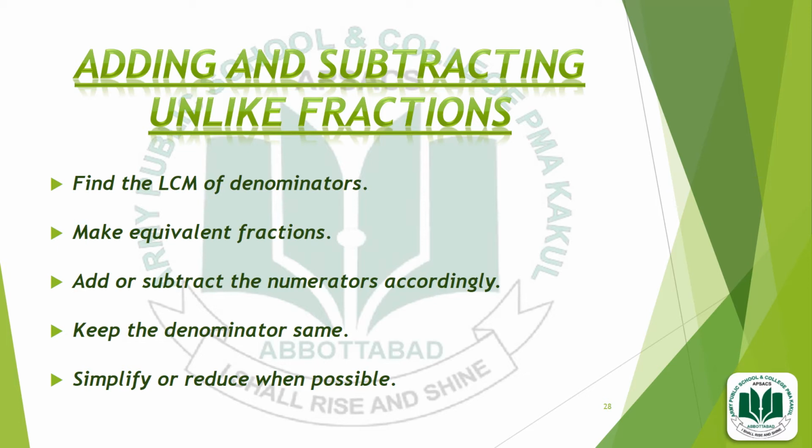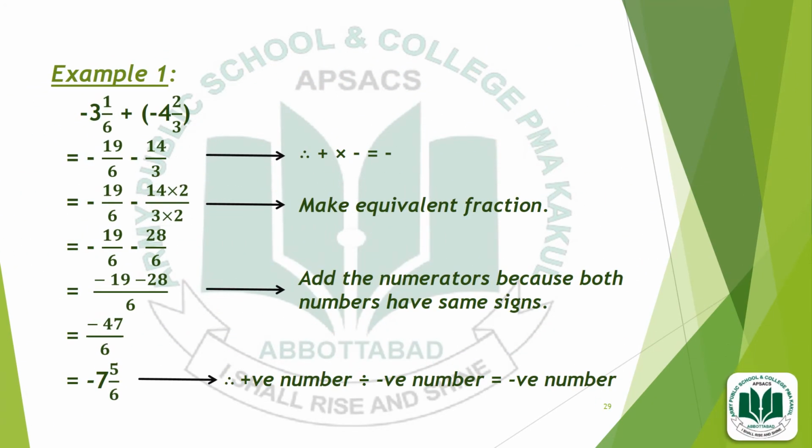Next, while adding or subtracting unlike fractions, first we need to find the LCM of denominators to make equivalent fractions. Then we will add or subtract accordingly by keeping the denominator same. And at the end, result can be simplified if it is possible. Let us see an example.